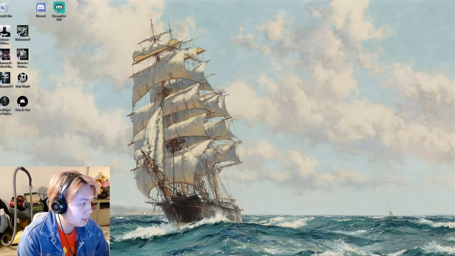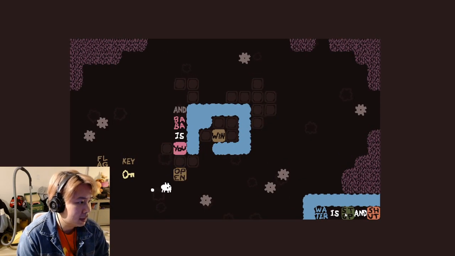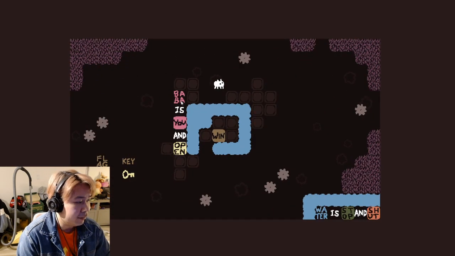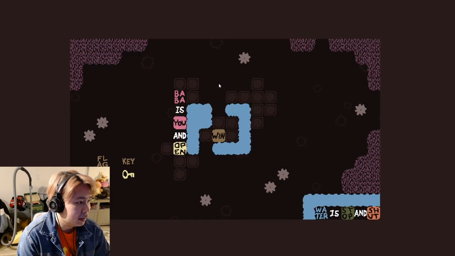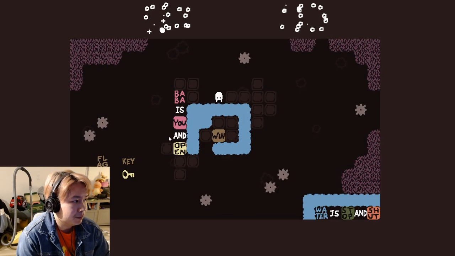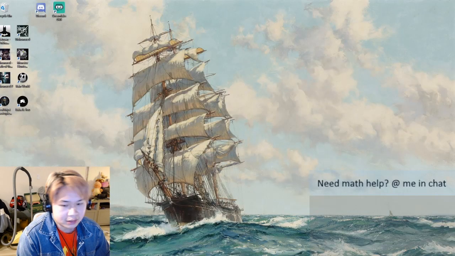So for example, it's not low-key coding, but you can see right now there's some conditions, right? The water is stop. What stop means is that I can't walk through it. And then the water is shut. So the water is shut means that if I have something that's open, for example, Baba, which is this thing, if I touch it, then it opens it up. But of course the thing disappears. Now, because I am Baba, then I die because I use it up. And I don't think it's low-key coding.